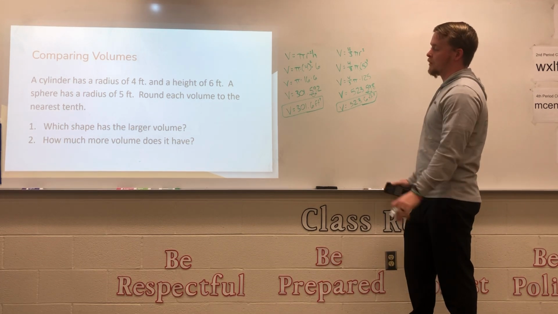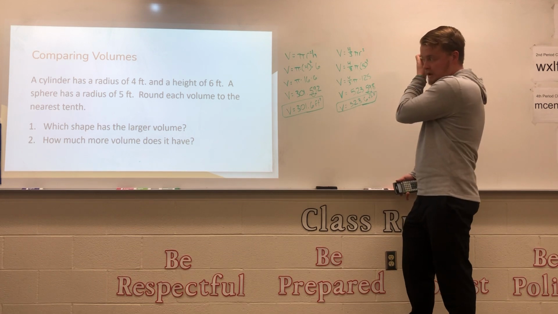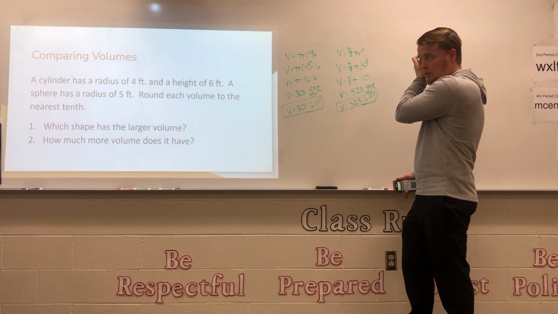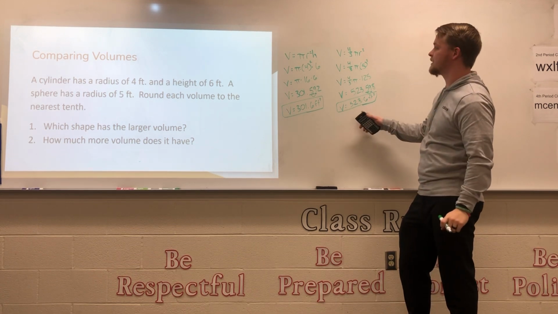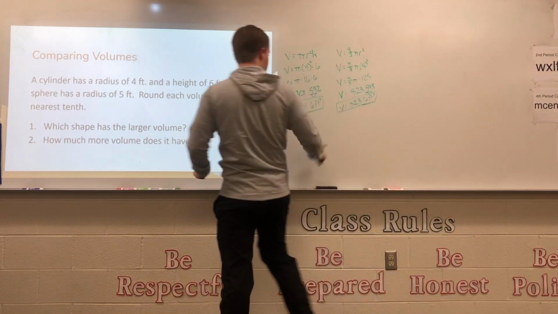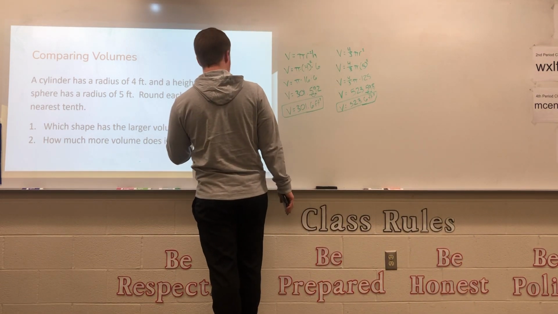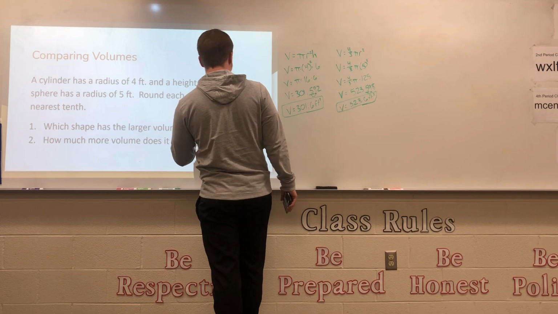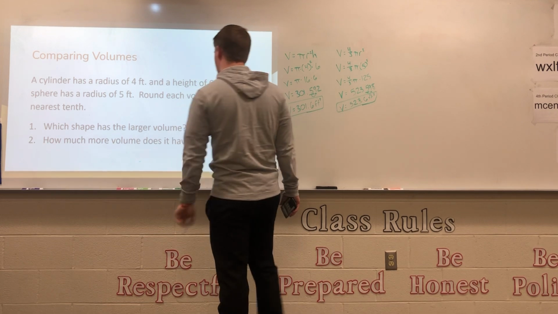So, first of all, just by looking at those, we answer part 1. Which shape has a larger volume? So the larger volume here is the sphere, because it's 523.6 feet cubed. The cylinder was only 301.6 feet. So, sphere is your answer to part 1.